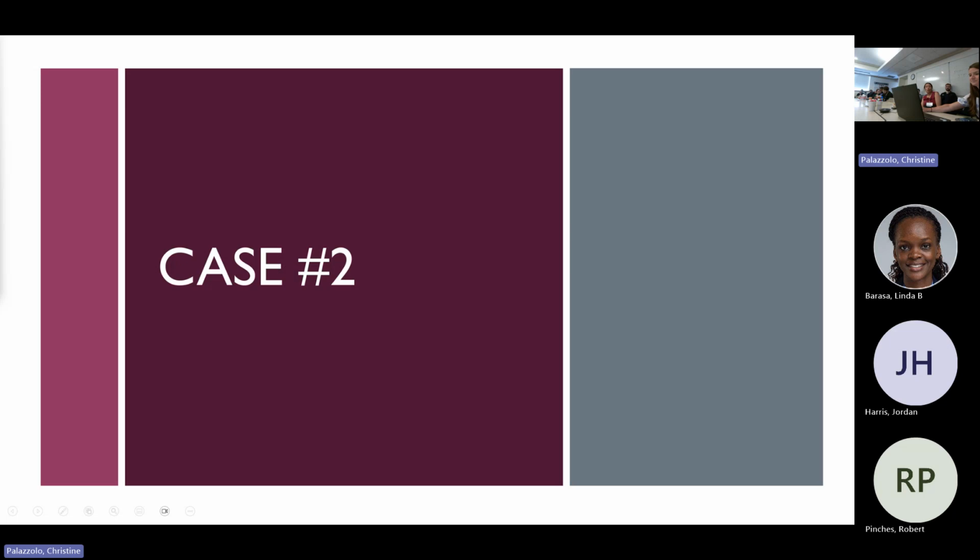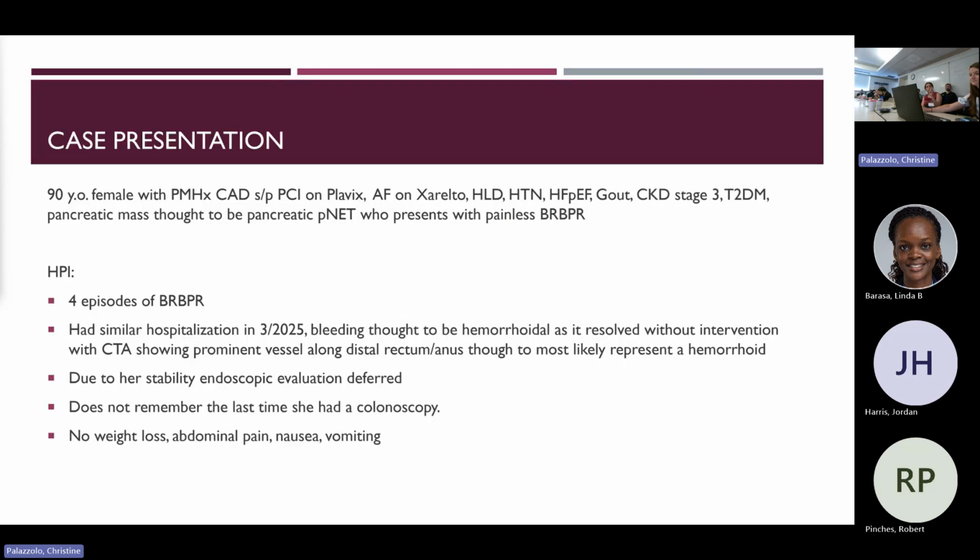All right, so that was our first case, upper GI bleeding. Let's move on to case number 2. We have a 90-year-old female with past medical history of CAD. She's on Plavix, AFib on Xarelto, hyperlipidemia, hypertension, HFpEF, basically a very sick lady. AD, diabetes, coming in with painless bright red blood per rectum. She says she had 4 episodes. She had a similar hospitalization just recently in March.